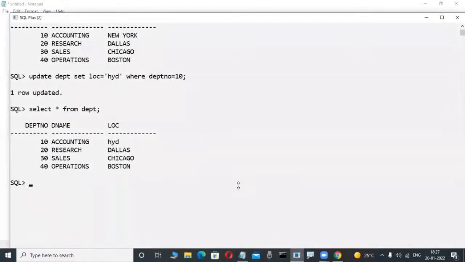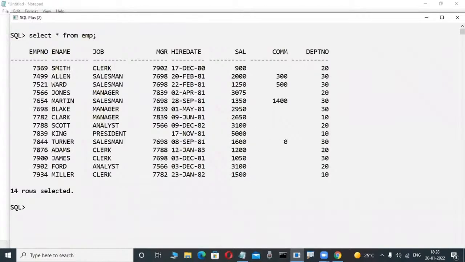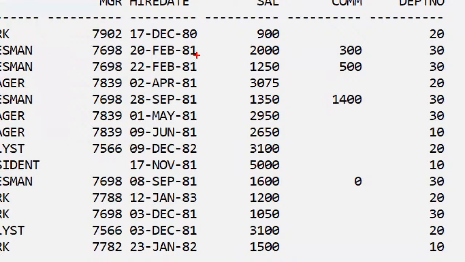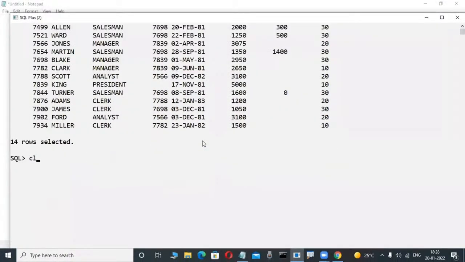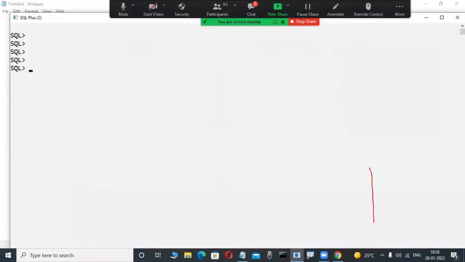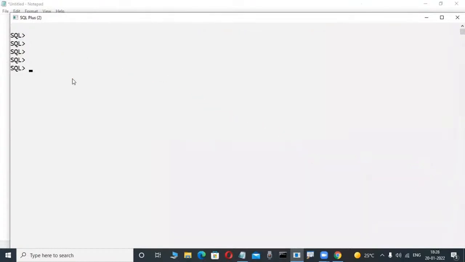For example, these are relational database software. Somewhere data is there, and suppose these are the employees who joined. I want to display the employees who joined before 1981. As an SQL programmer, I fetch this data by writing what are called queries.